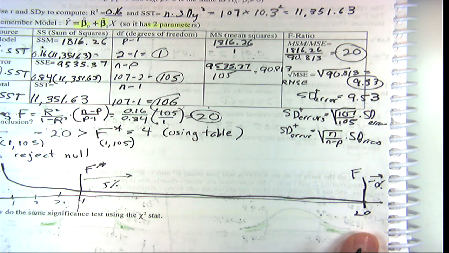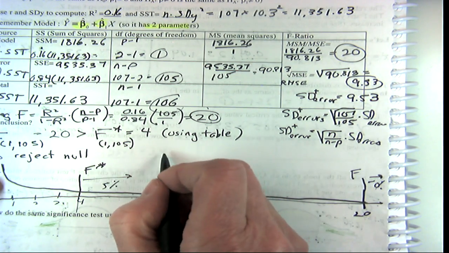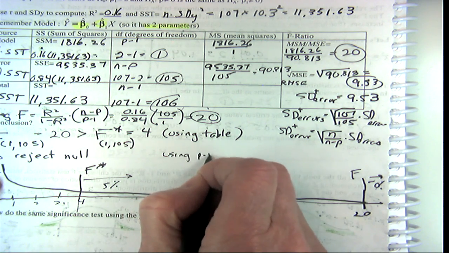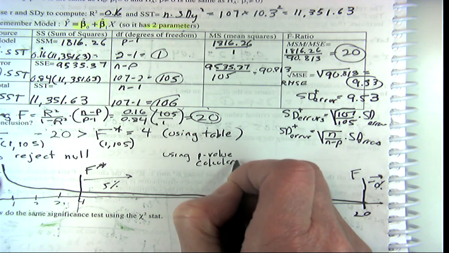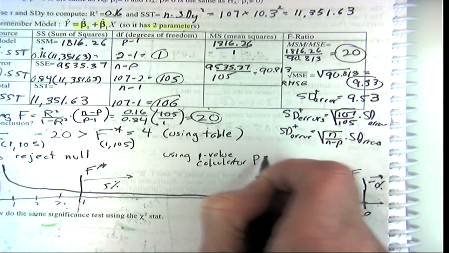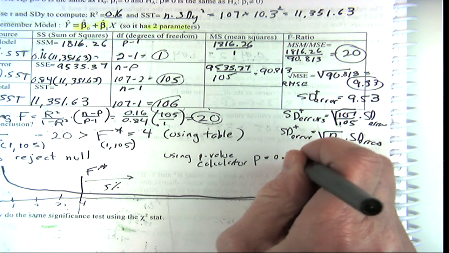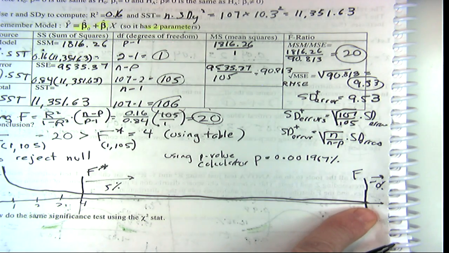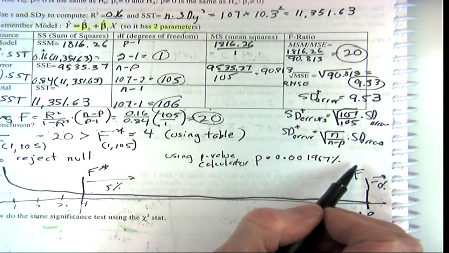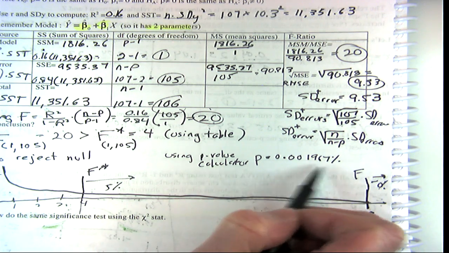Do you want to see what it is? We could look. So this is using the table. Using a p-value calculator, I'd already looked. We got a p equal to 0.001967%. So it's almost 0. That's what this is. That's what that p is. I said almost 0 there, it's that.